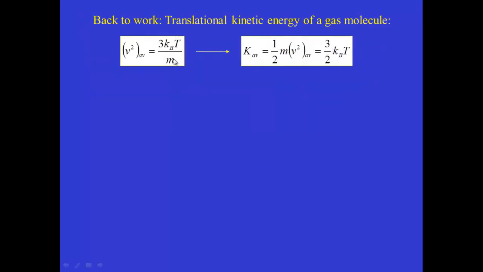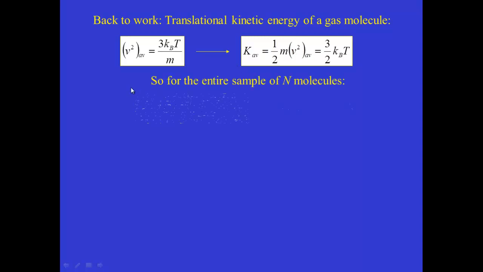Now, if I multiply both sides by m, I've got m times this average v squared value. Then if I multiply both sides by 1/2, I get 1/2 m times v squared average, and that's equal to 3/2 Boltzmann's constant times the temperature. And you know what this represents? It represents the average kinetic energy of a single gas molecule, because it's 1/2 m times the average of the square of the speed, which we know is the kinetic energy.